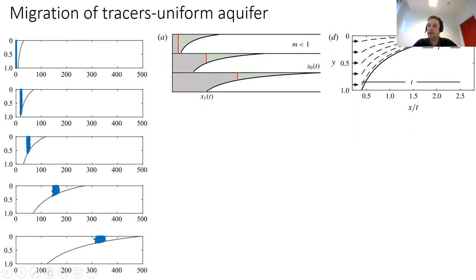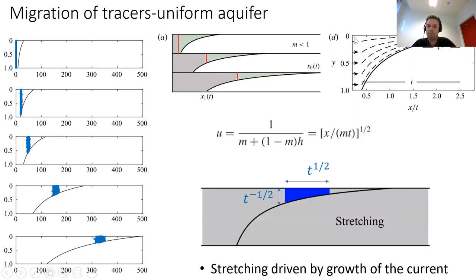Here it is, partitioning the fluid behind the tracer and the fluid ahead of the tracer. In a uniform aquifer, you can use the calculations for the flow velocity to calculate that the distance from the head of the flow is root t, and the extent of the nose grows like t. And using that expression for the velocity, you can show that an individual parcel of tracer has an extent that grows like root t because of the stretching owing to the growth of the nose, and its thickness goes like t to the minus a half, basically because of mass conservation, because it has constant mass.